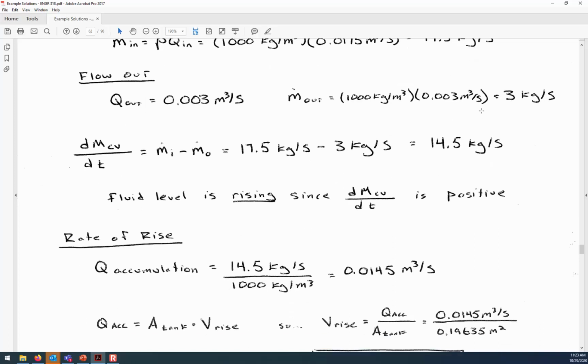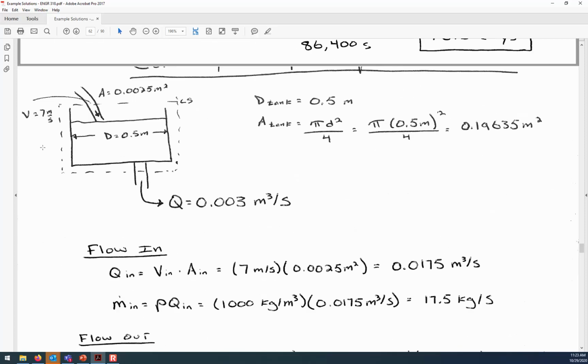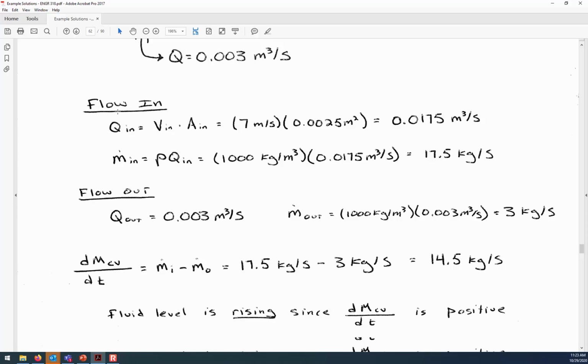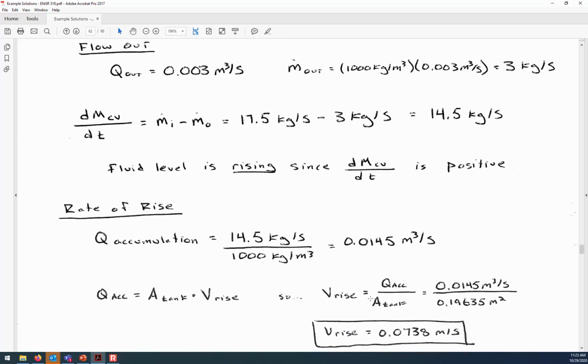accumulation, which means that the rise velocity in the tank, we can use the same Q equals V times A, or in other words, the velocity of rise in the water is the net accumulation divided by the cross-sectional area. So think about it. If you have a really large cross-sectional area, if this tank was a really big diameter, the liquid level would be rising more slowly than if it's a small diameter tank. And so in this case, you can see that the cross-sectional area is down here in the denominator. So the bigger the tank, the smaller the V rise would be.